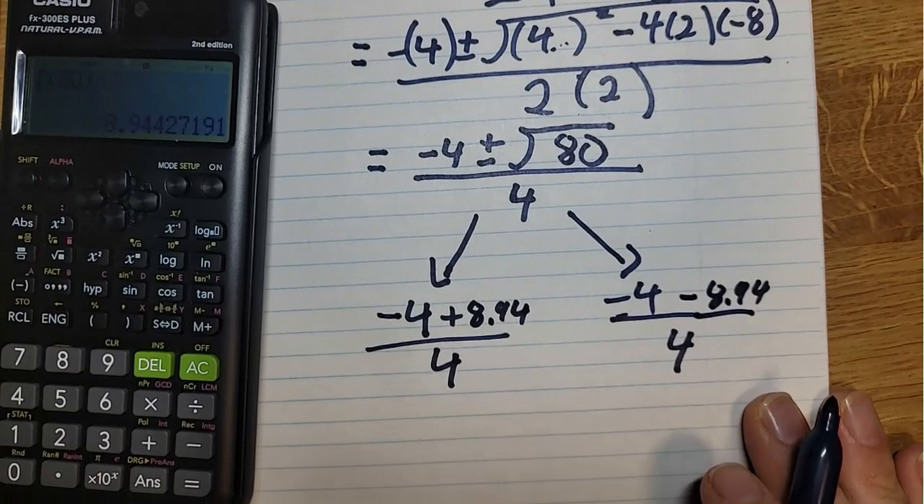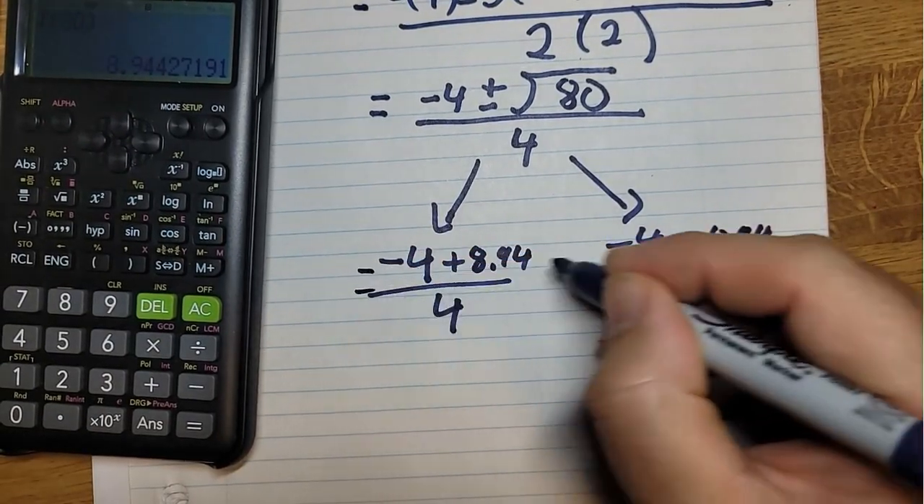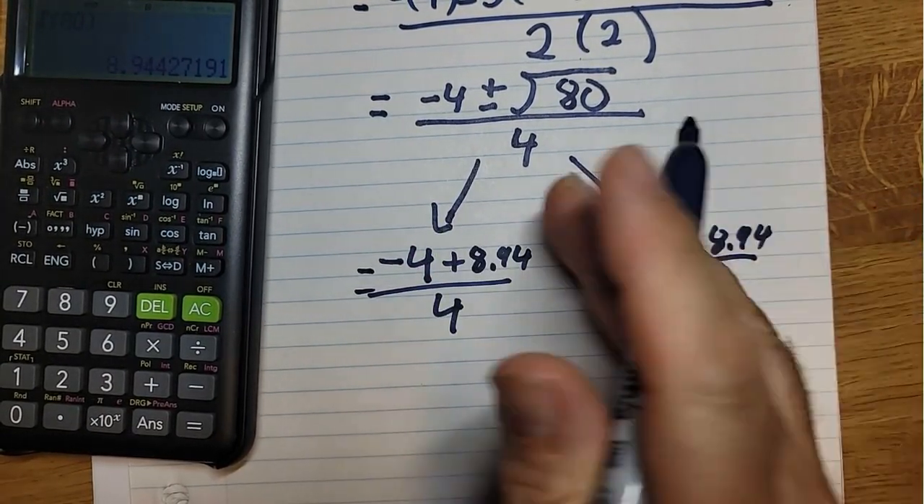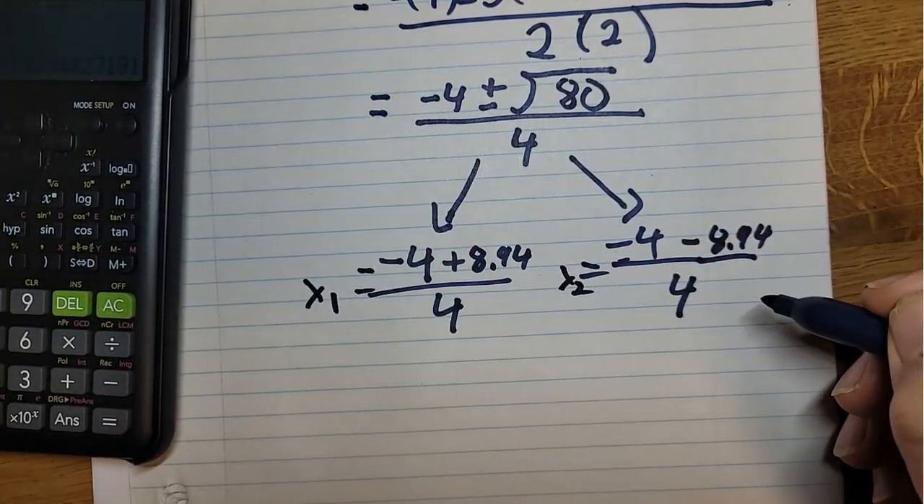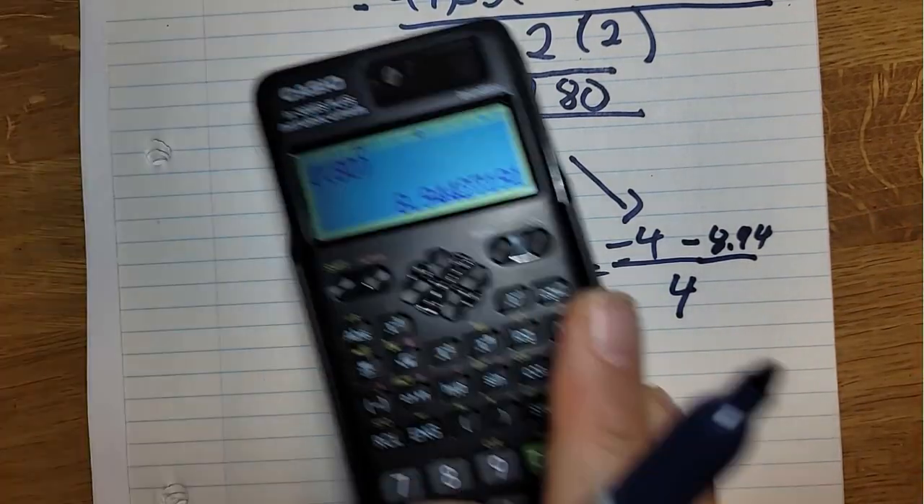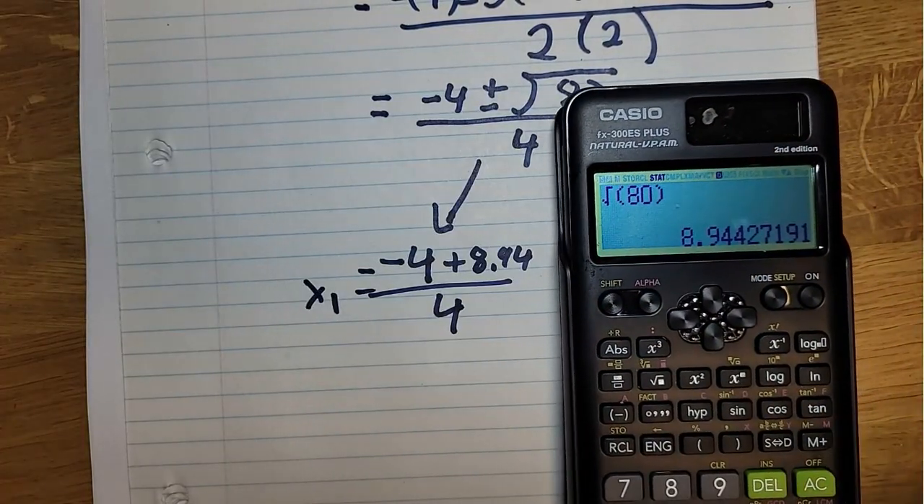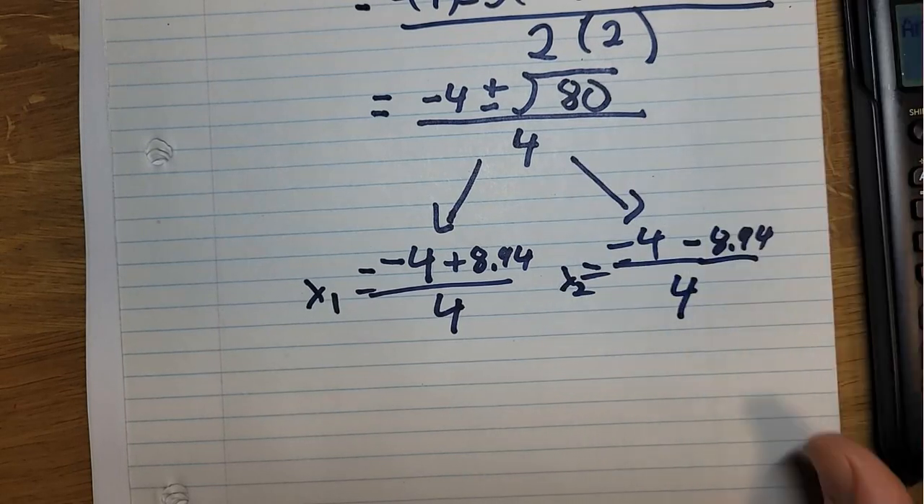Now comes the part that people make a mistake. So there's 2 answers for x. One of these can be x1, the other is x2. So this one could be our x1, and this one could be our x2. Now, here's the mistake that people make on the calculator. So let's see this one. Negative 4 plus 8.94. Don't divide by 4 here. Hit equals. Okay. Now divide by 4. And you get 1.235. Let's round that to 1.24.